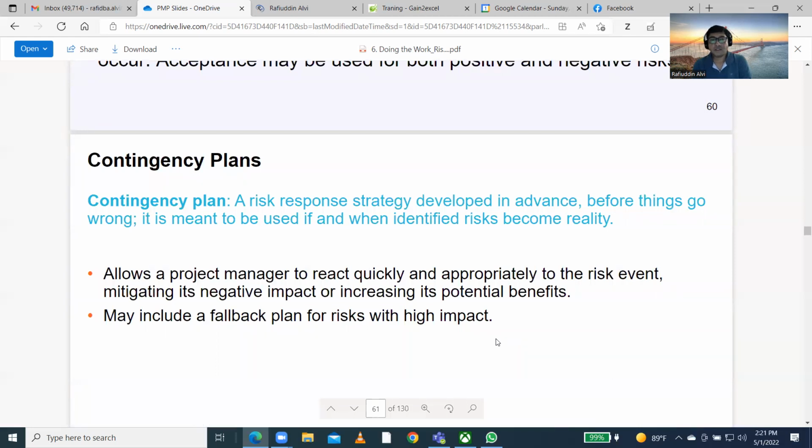What is a contingency plan? A risk response strategy developed in advance before things go wrong. So if something goes really wrong, what is the plan you have? It is meant to be used if and when an identified risk becomes reality, meaning it has already occurred. Then you need to follow that plan. It allows project management to react quickly and appropriately to the risk event, mitigating its negative impact or increasing its potential benefit. What is the benefit out of that? It may include a fallback plan. In that, whatever fallback plan you have planned, you need to adopt and implement.